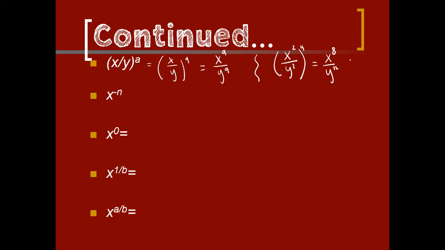And it's for the same exact reason. Here I would have x times x over y times y times y, times x over y times y times y, times x over y times y times y, times x over y times y times y. So I have 1, 2, 3, 4, 5, 6, 7, 8, 9, 10, 11, 12 y's. And I have 1, 2, 3, 4, 5, 6, 7, 8 x's.